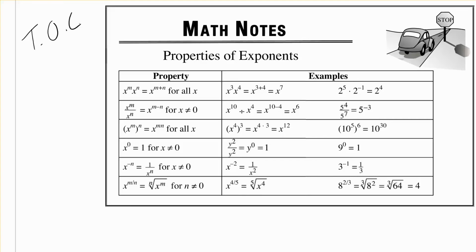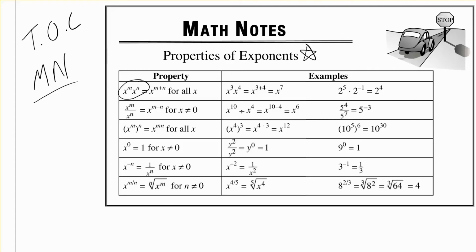So on the second page of your notebook, front and back is the table of contents. When we start the second page, that's where we've got our first math notes box. I want you to make sure that on that second page, you have the math notes properties of exponents, and that should be the only thing on that page. I would copy down the property and an example.